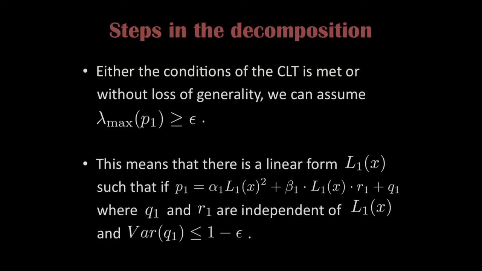And then there's a linear form L1 such that if you express P1 in the basis of L1 and some orthonormal extension of L1, then P1 can be written as alpha 1 L1x square plus beta 1 L1x times R1 plus Q1. R1 here is linear, Q1 is quadratic, and R1 doesn't involve the linear form L1, and neither does Q1. In fact, R1 and Q1 are independent of L1 because they only involve the variables L2 to Ln, which are orthogonal to L1. And furthermore, the variance of Q1 is at most 1 minus epsilon.